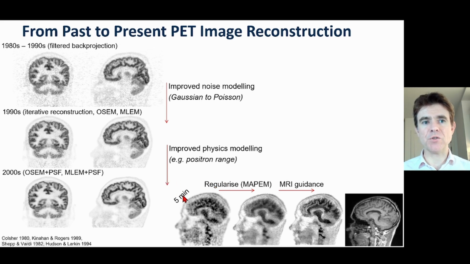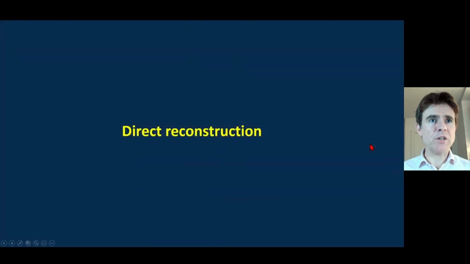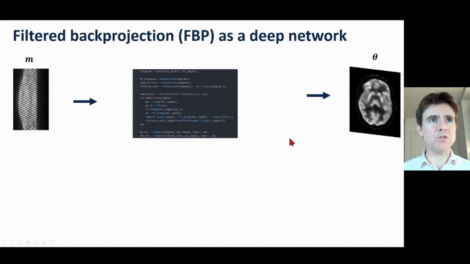And of course, we're vulnerable to noise when we have short duration scans or low dose injections. But none of these methods, this is a very quick summary of where we're up to with PET reconstruction, none of these make use of learning from data. So in other words, they don't make use of the AI paradigm. Okay, so let's look then at how we can begin to put AI into PET image reconstruction.